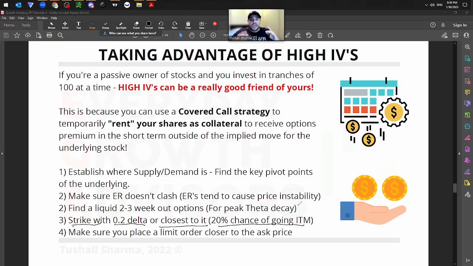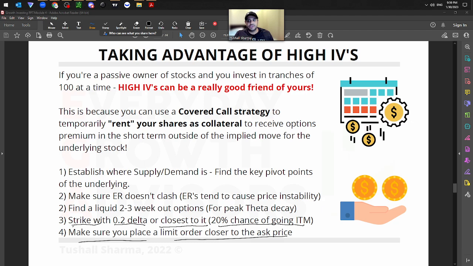And we want to do this when everybody's buying call options, right? So that was last week, which is when I've been selling covered calls for about 2 weeks now, right? So then you place a limit order closer to the ask price, and then you hopefully get filled, and that's how you set up your covered call strategy, okay?